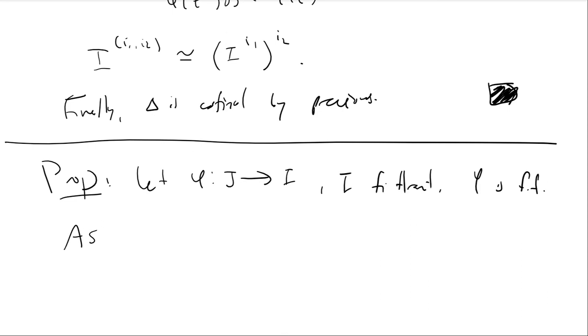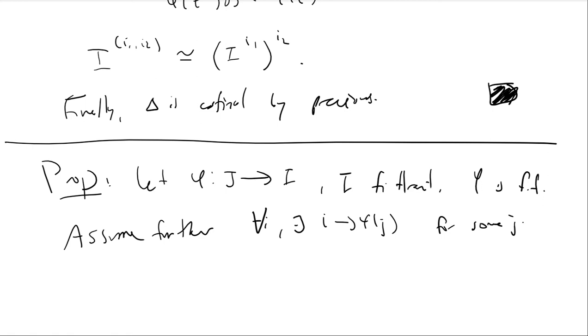Now we assume further that for any i in I, there's a morphism i to phi of j for some j. In this case, J is also filtrant, and phi is cofinal.